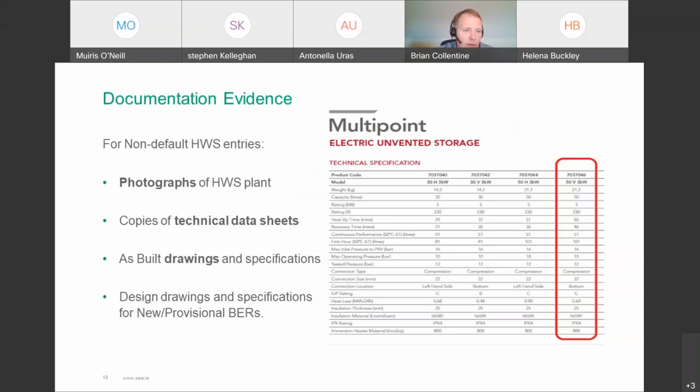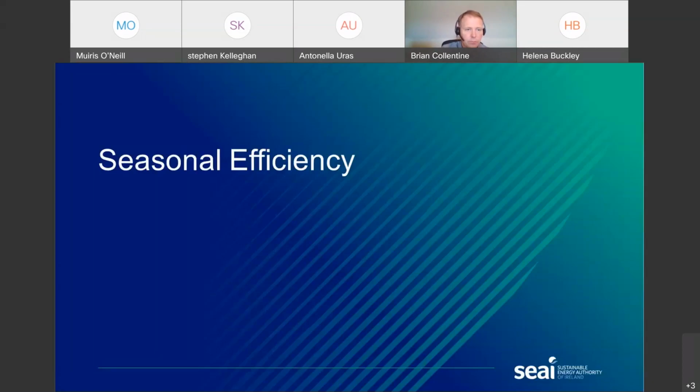Documentation evidence required for that. For non-default HWS entries, we need obviously photographs of HWS plant, technical data sheet, as-built drawings, and for new provisional BERs, we would need design drawings and specifications to identify that. So on the right-hand side there, you have your typical specification, giving you information in relation to a particular unit, which you can use within your audit or BER.